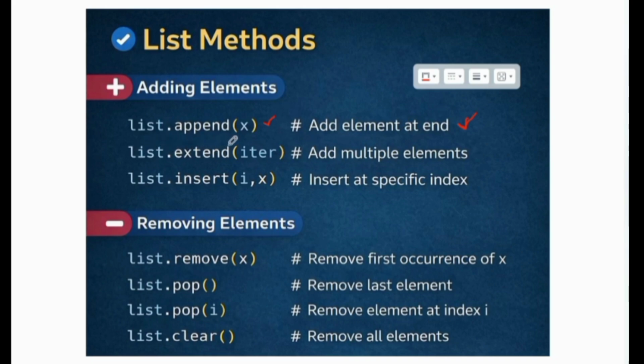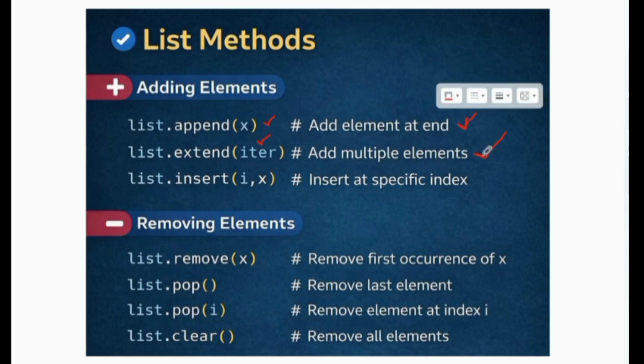Next method, extend method. It is used to add multiple elements into the list. Coming to the syntax, list.extend(iter), where iter stands for iterable, meaning you can only add non-primitive data types using the extend method, and it will add multiple elements.